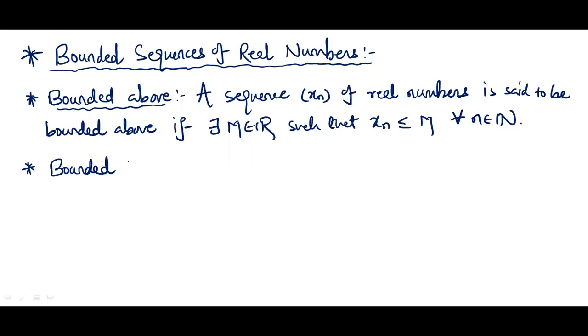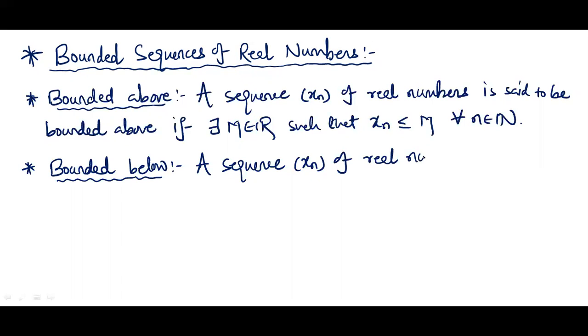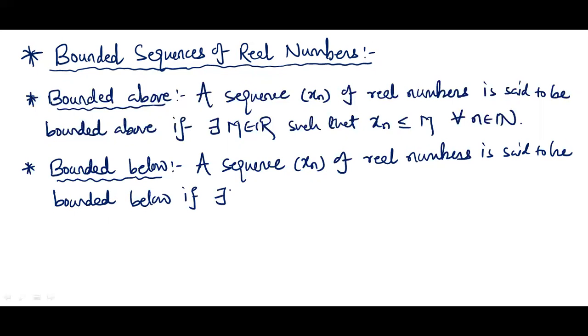Next definition, bounded below. A sequence xn of real numbers is said to be bounded below if there exists a real number small m such that xn is greater or equal to small m for all n belongs to N.